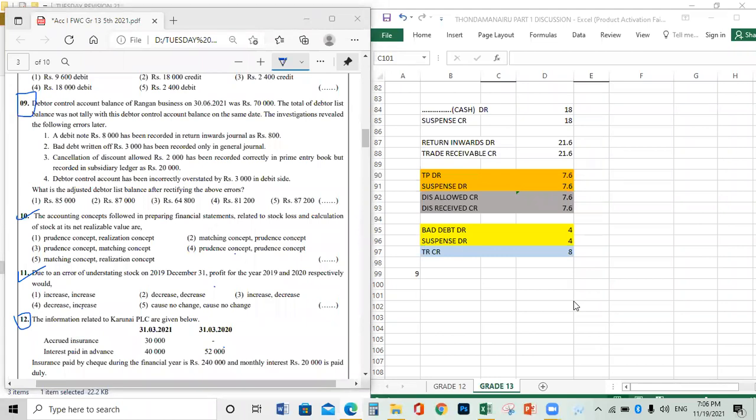Okay, guys. So question number 9. We have to start question 9. We are doing the Thondaimanaru paper, the recent paper, that is question 9 of grade 13. Grade 13 or Thondaimanaru paper, but it is grade 12 syllabus.